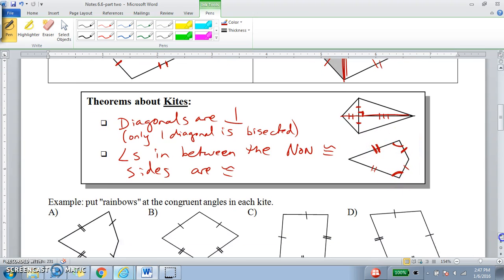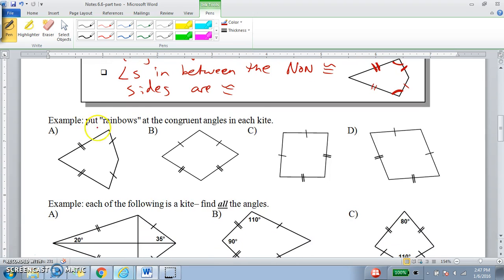So applying that, it says put rainbows at the congruent angles in each kite. Well, these two are not congruent to each other, so this angle is going to be congruent to the angle in between these two that are not congruent to each other, this angle. These two sides are congruent. I want the ones that are not congruent. So in between these two sides, this angle is going to be congruent to this angle. Two non-congruent sides, angle in between, congruent to two non-congruent sides, angle in between.